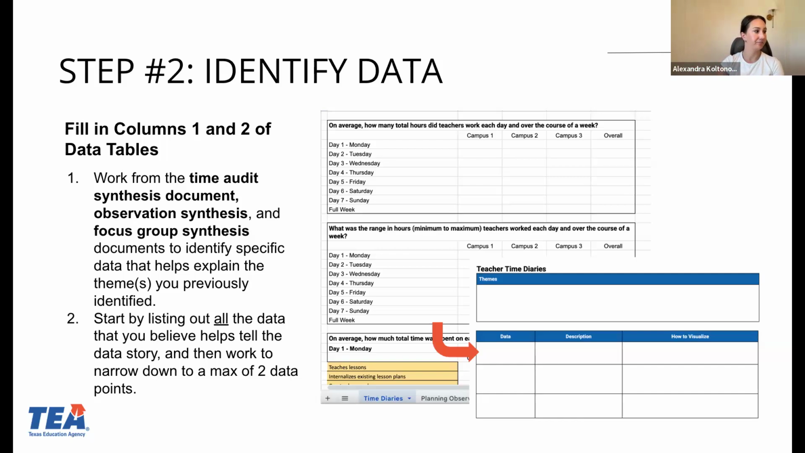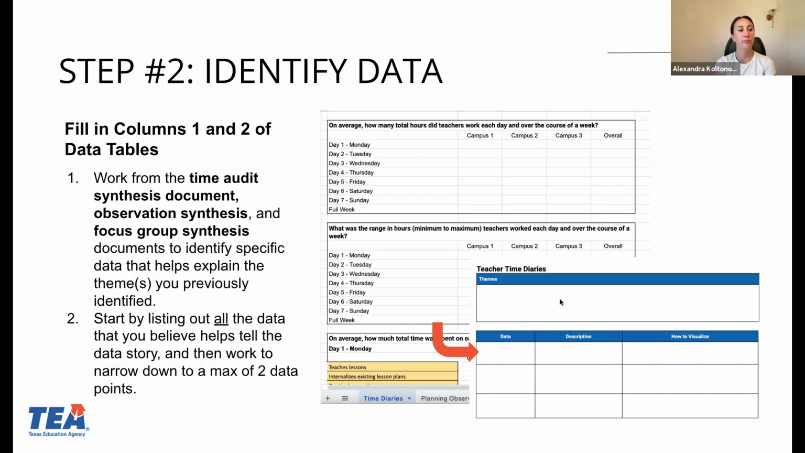On the document, this is where you'll list out the data. So if I wanted to include the average number of hours a teacher's worked over the course of a week, I would just write that in the data and then a brief description. Use this as a brainstorming document.